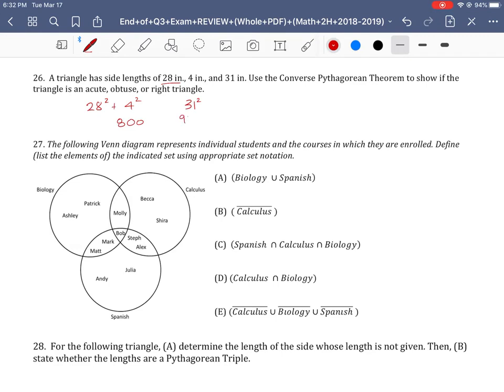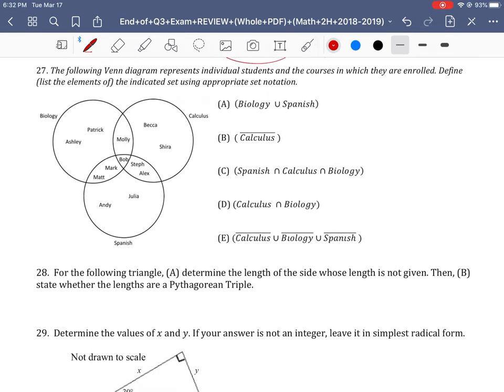Now if we square 31, that is 961. So notice that these 2 sides combined don't even get me to where this one's at all on its own. That means that there's a really long side on this triangle, and that means that this must be an obtuse triangle because that side's really long. So then we would say that this would be an obtuse triangle. Remember, if it's equal, those would be a right triangle.